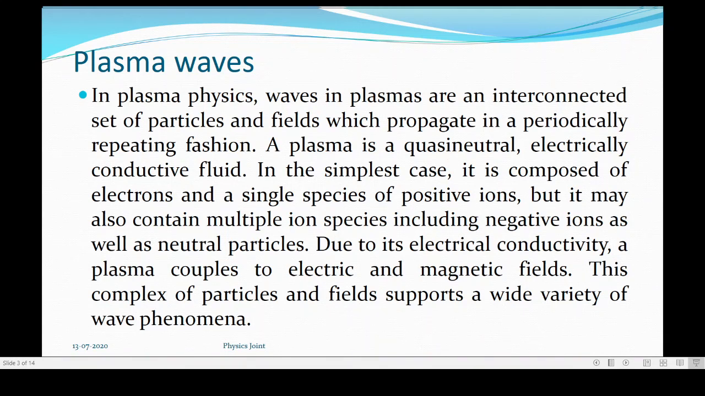But it may also contain multiple ion species, including negative ions as well as neutral particles, also positrons, dust particles, and many more. Due to its electrical conductivity, a plasma couples to the electric field and the magnetic field. This complex of particles and fields supports a wide variety of wave phenomena.